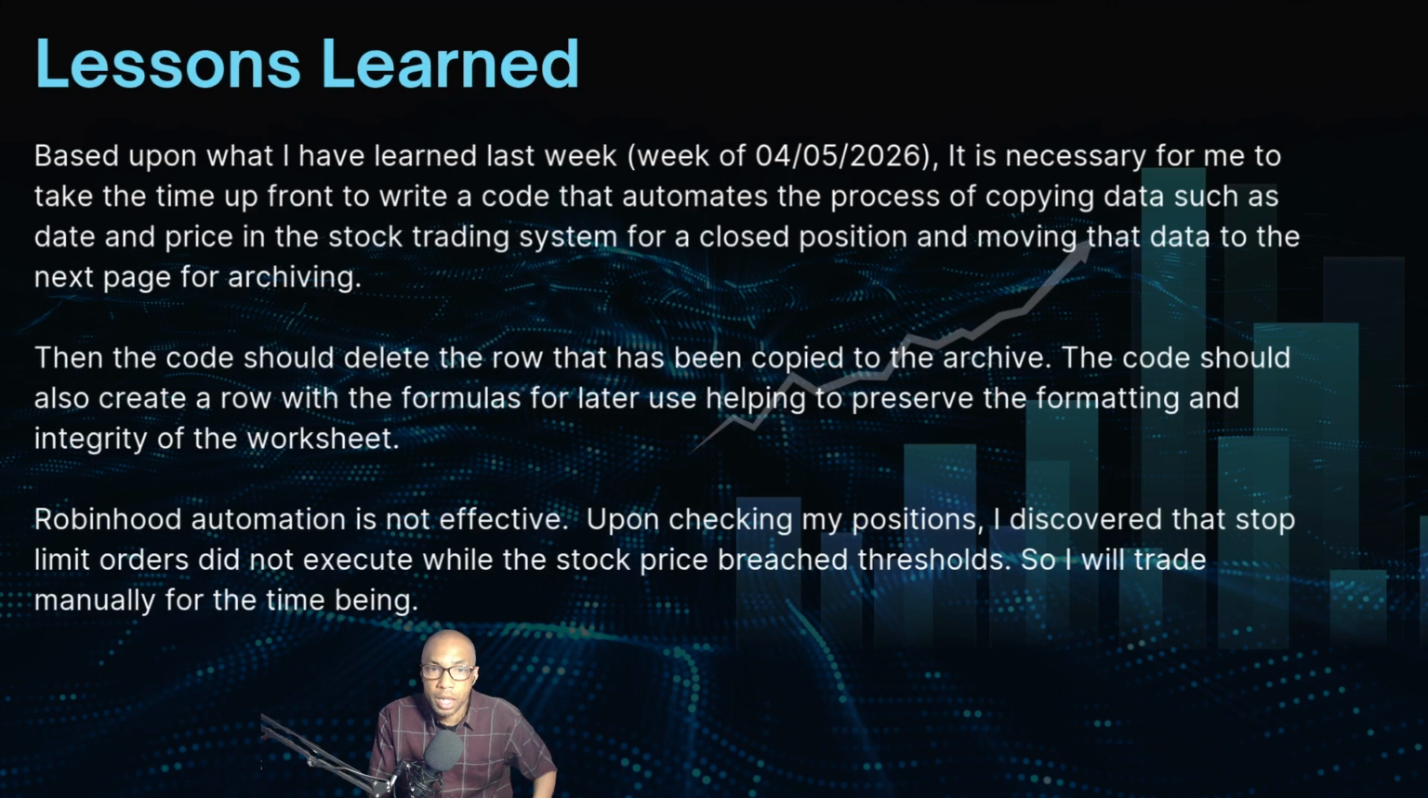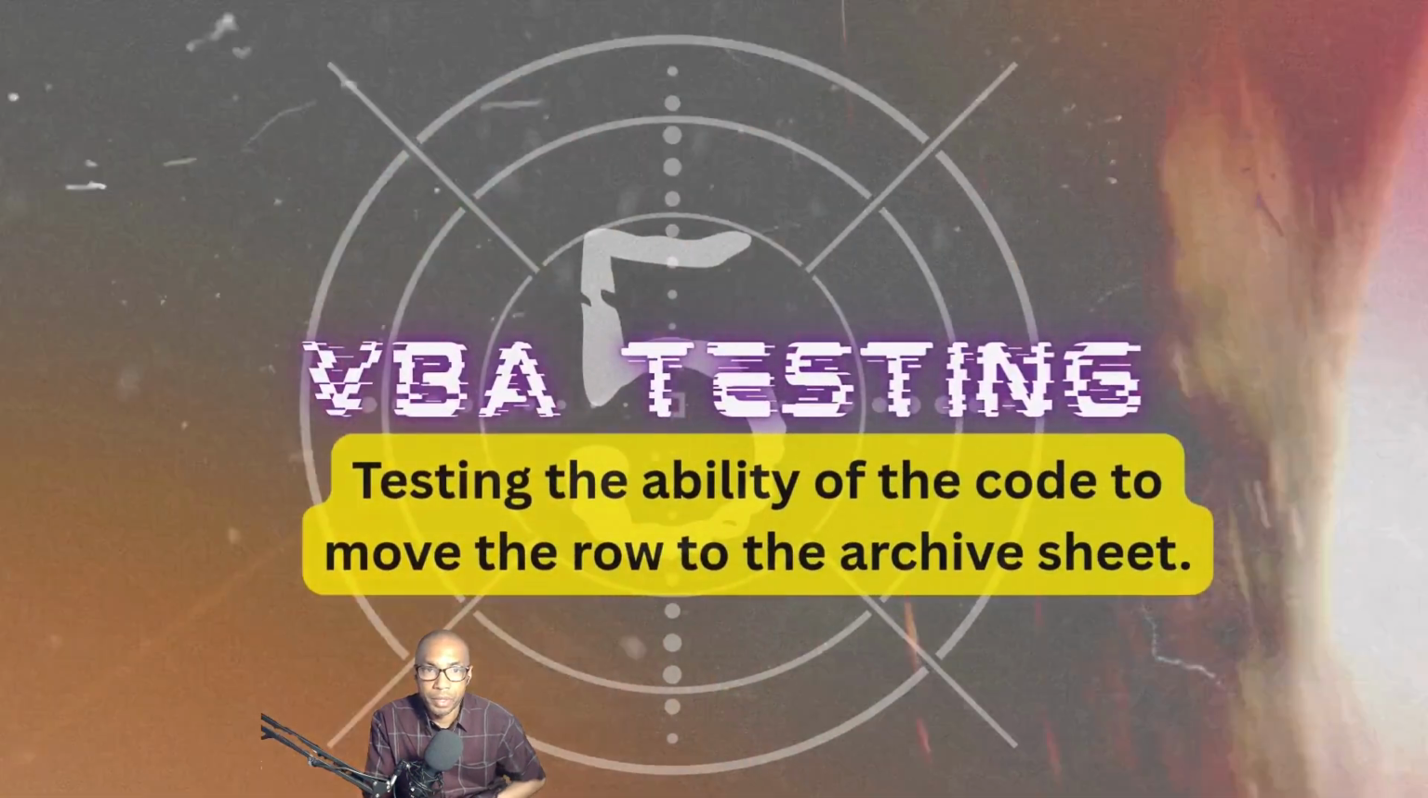But doing things manually at first is a great learning tool to help you automate in the future. That's my position on that sort of thing. You have to walk first before you can teach somebody else to walk. That's what I say. So upon checking my positions, I discovered that the stop limit orders did not execute while the stock prices breached my thresholds, so I will trade manually for the time being. And that's it.